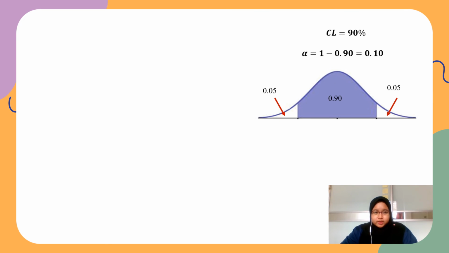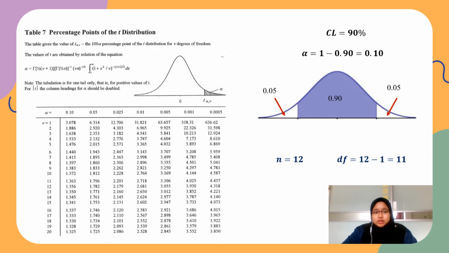Suppose we have the sample size n equals 12, then the degrees of freedom n minus 1 will be 11. Here is how we can look up in the t-table. The corresponding critical value will be 1.796, which will be negative on the left side and positive on the right side.